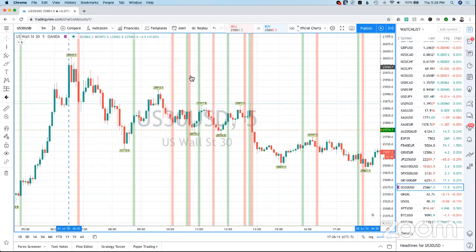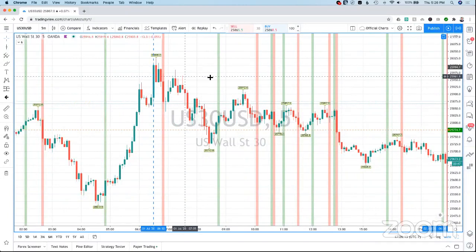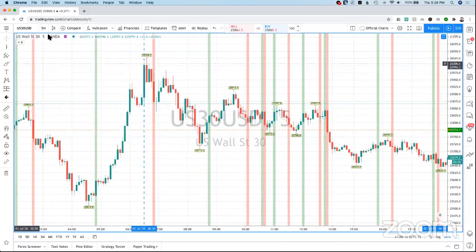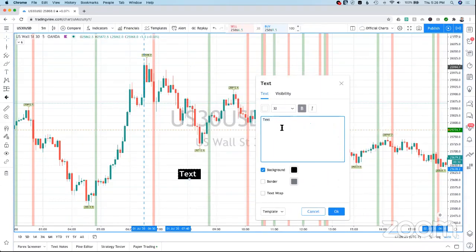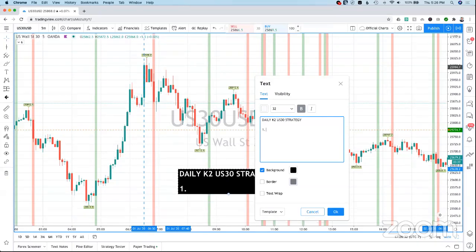So the way that we apply this strategy is, which you can use on the 5-minute, 10-minute, or 15-minute. Personally, I recommend the 10-minute, but you guys can use it on whatever time frame you like. I know other people in the group use it on the lower time frames too, which also works. So this is going to be the daily K2 US 30 strategy. It's real simple. It's just 2 requirements.